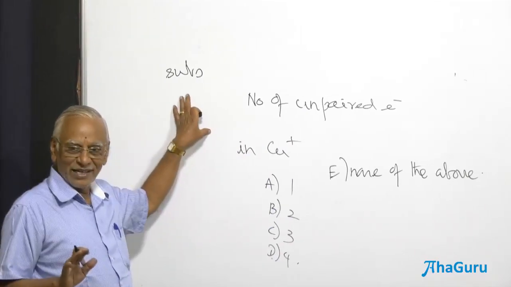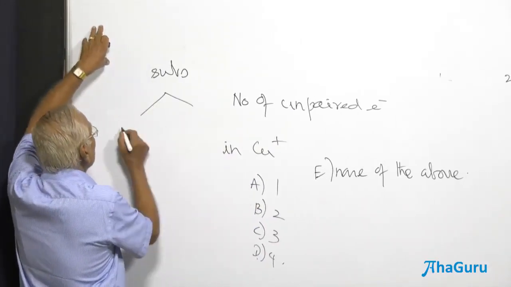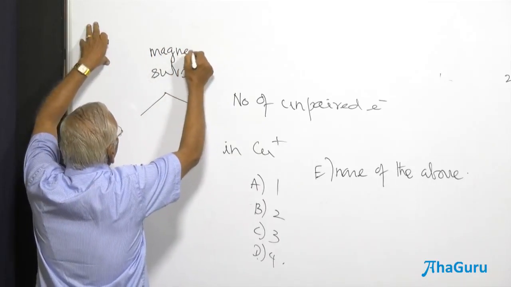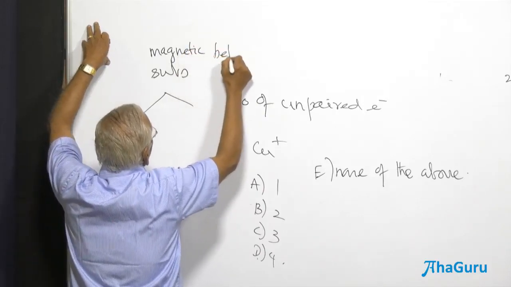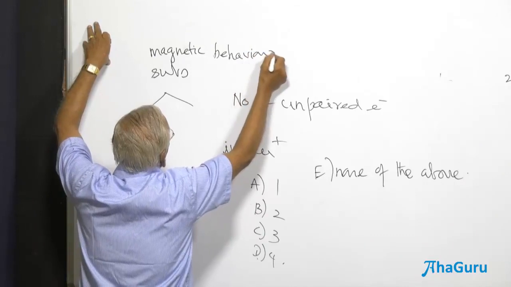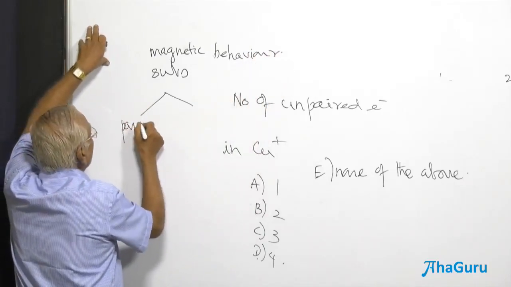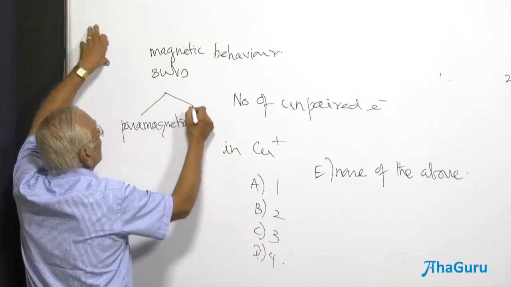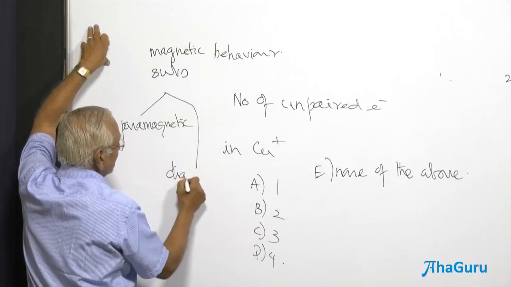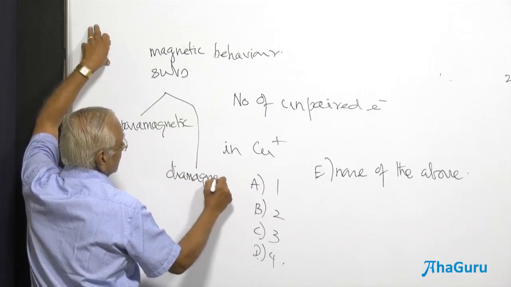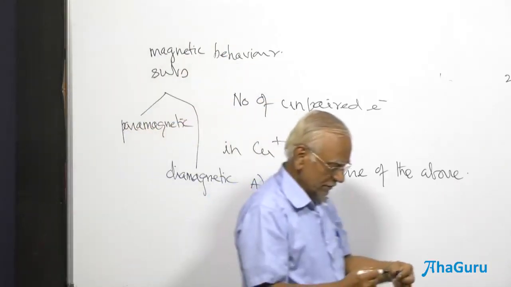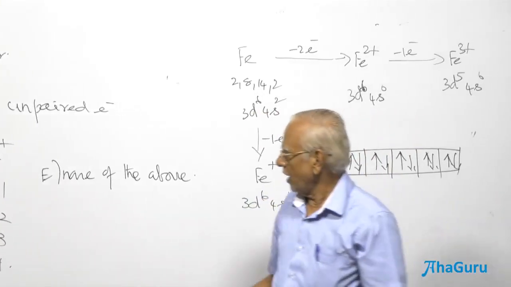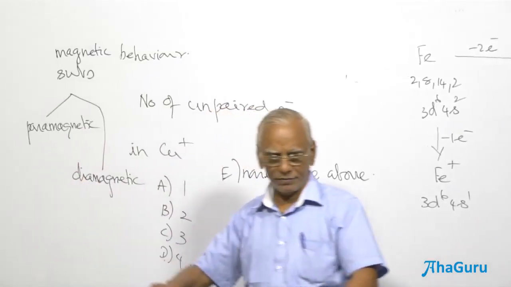Whether it is an element or a compound, substances can be classified based on the magnetic behavior of the substance. Magnetic behavior. They are classified into paramagnetic and diamagnetic. Paramagnetic substances are influenced by the external magnetic field. Diamagnetism is not influenced by the magnetic field.